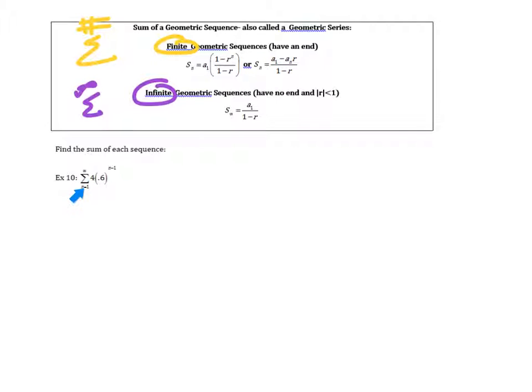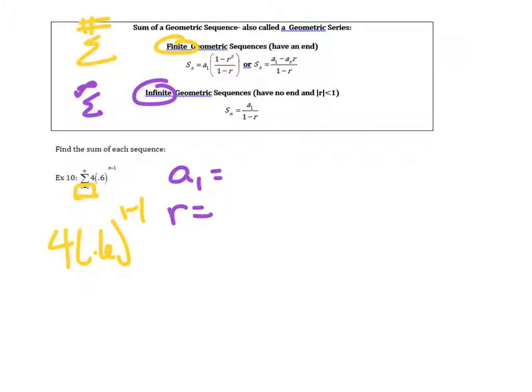So for the first one, I'm going from 1 to infinity. That's summation notation, so I need to use my infinite equation. I need my first term and I need my ratio. You get your first term by plugging the 1 into your equation. Now be careful on this. The 4 is not necessarily going to be your first term.